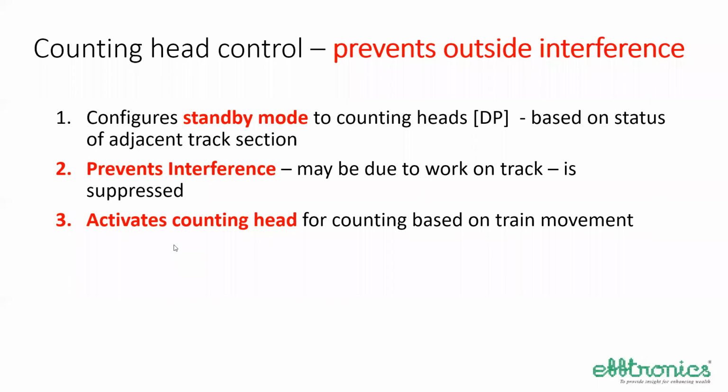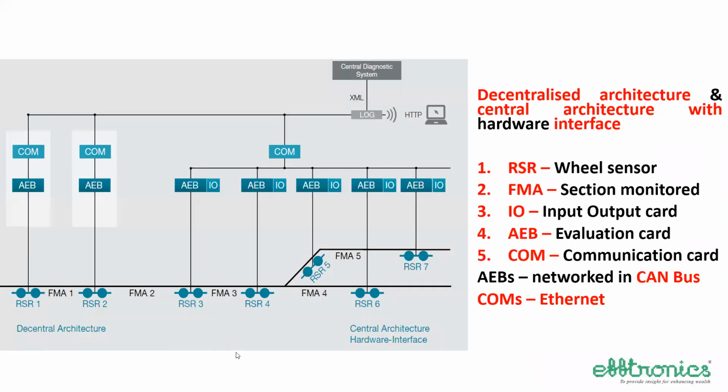There is another feature in this. This is called counting head control. For example, there is no train at all in this whole section. And if at RSR4 somebody has gone and is doing track maintenance and his shovel or whatever it is interferes with the wheel flux, then that data is processed by the AEB. And then it has to decide whether it is a wheel count or not. And sometimes if it is near to a wheel count, then it will count it as 1 and then it fails.